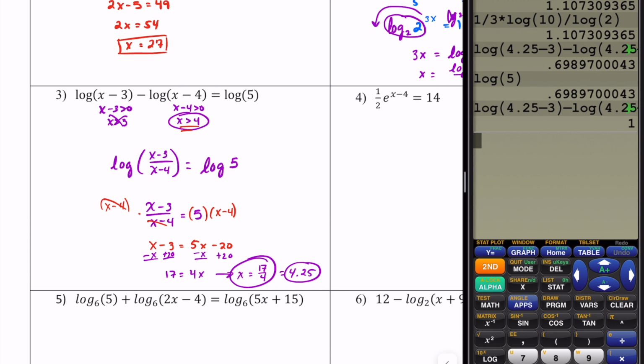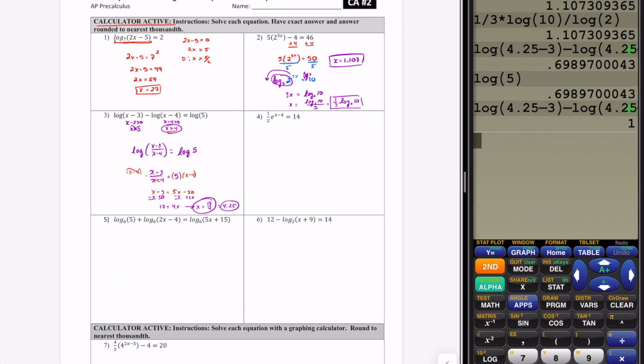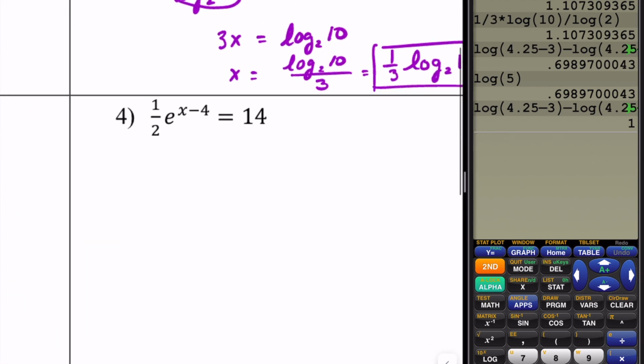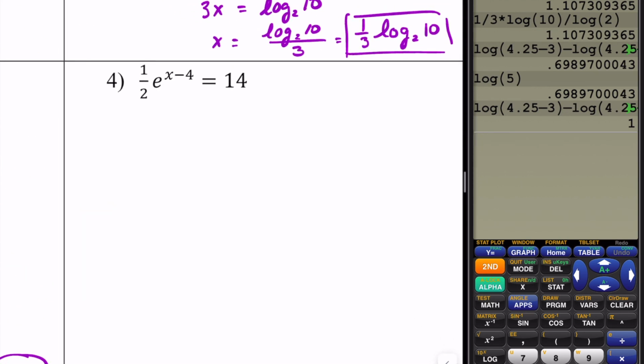All right, now on to problem number 4. Let's see here. Another exponential equation. You can see the x is in the exponent spot up there. So I want to get that exponent factor alone. So I'm going to multiply both sides by 2 here. So now it's just e to the x minus 4 equals 28. And then I'll natural log both sides.